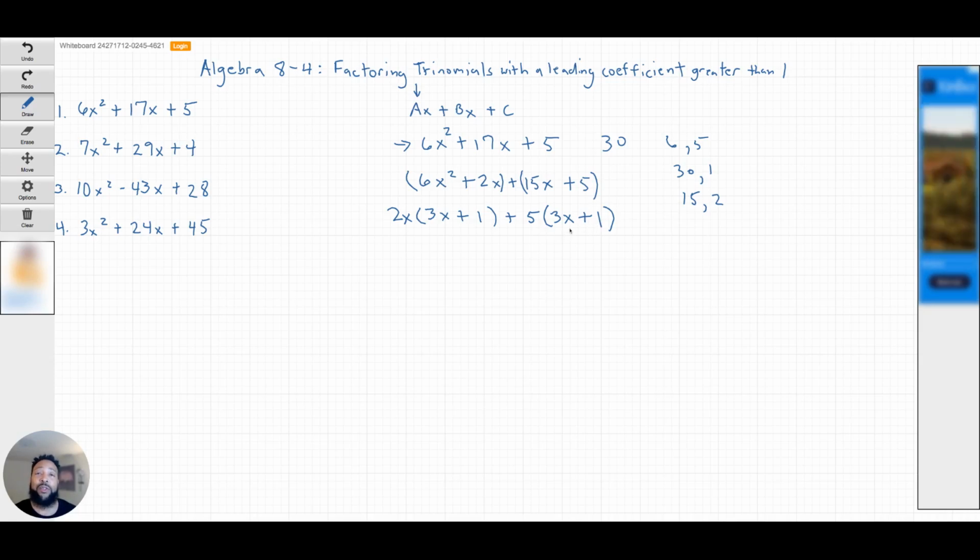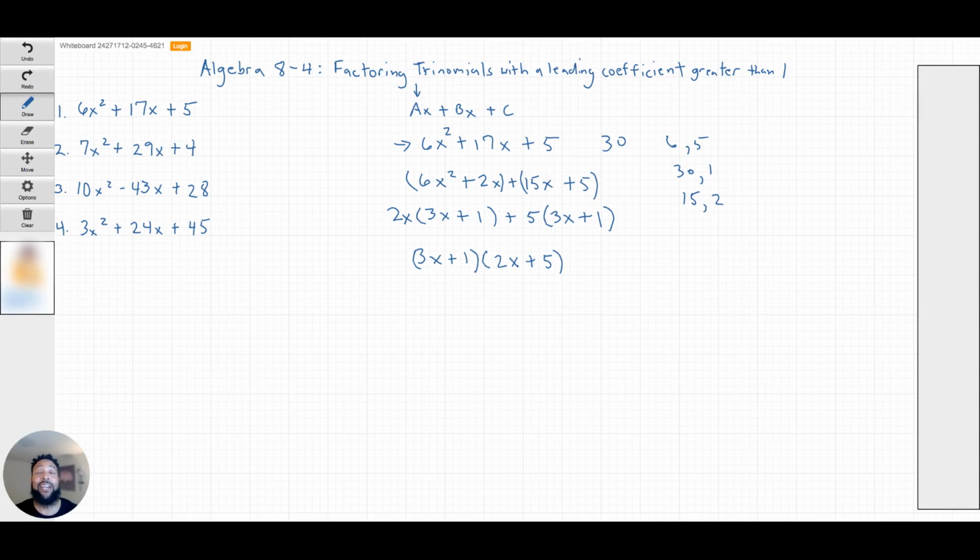So by the distributive property, we can go ahead and say that the factor for this trinomial is 3x plus 1. And then what do we have left? We have a 2x plus 5. And this is how you factor a trinomial that has a leading coefficient other than 1. Does that make sense? Okay, we'll move on to the next one, and hopefully you can get it as we go along. So let's go to the next problem.